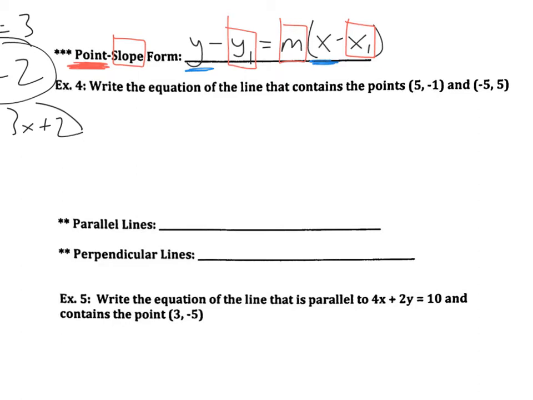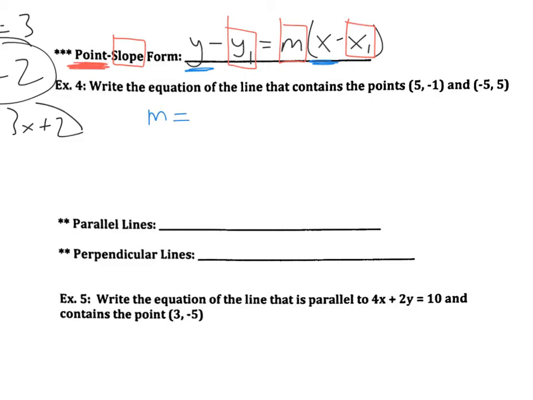Okay, so it says, write the equation of a line that contains the points (5, -1) and (-5, 5). So I want my final answer to be in slope-intercept form, but we don't know the y-intercept. This is where point-slope form comes in handy. Well, my advice is, anytime you're writing the equation of a line, if you don't know the slope, find it. And so we don't know the slope. Let's find the slope first of this problem.